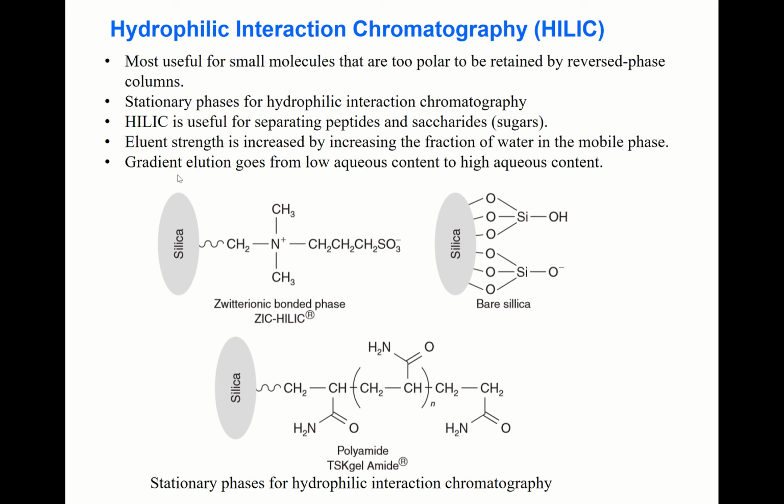In this case also, gradient elution is used. Eluent strength is increased by increasing the fraction of water in the mobile phase. So gradually increase the water fraction. Gradient elution goes from low aqueous content to high aqueous content. Okay, that's the idea.